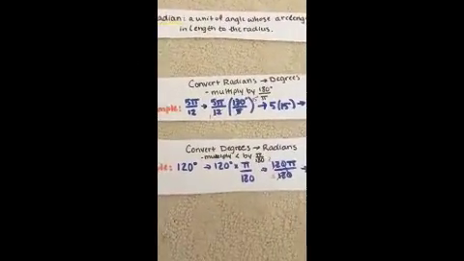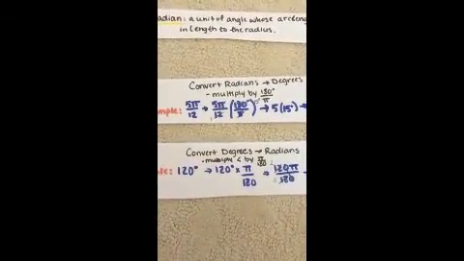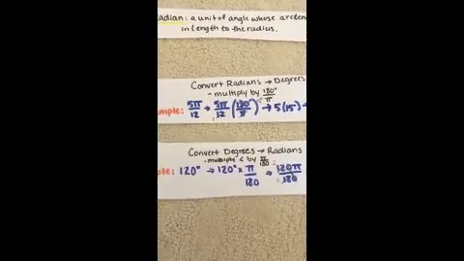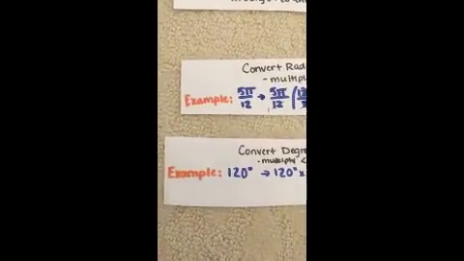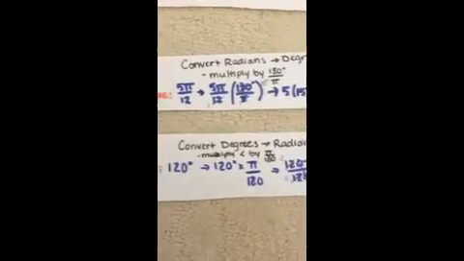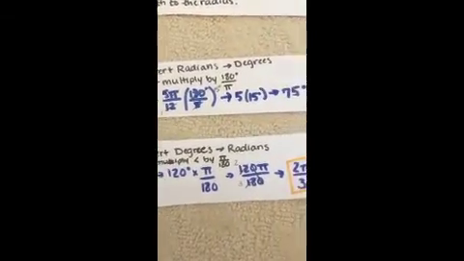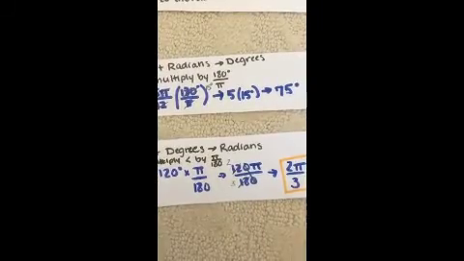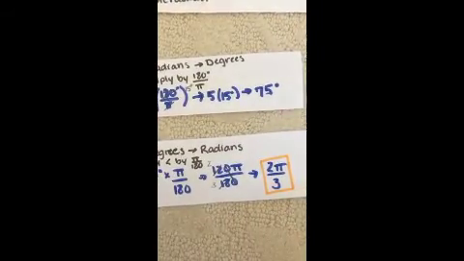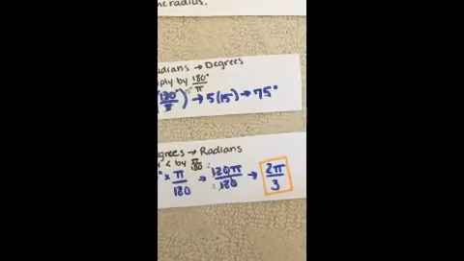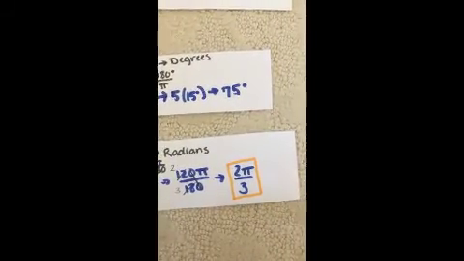You can also convert degrees into radians. You would multiply the degree by pi over 180. So here's an example of 120 degrees. You would multiply 120 degrees by pi over 180. 120 and 180 can be simplified into 2/3, and you would keep the pi there, which gives you the answer of 2 pi over 3.